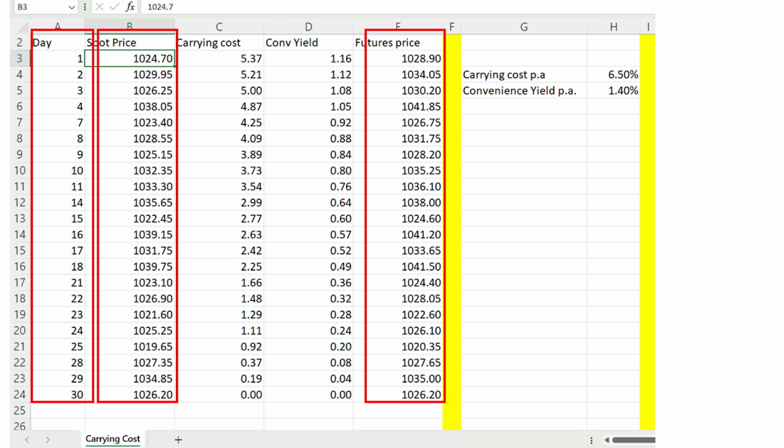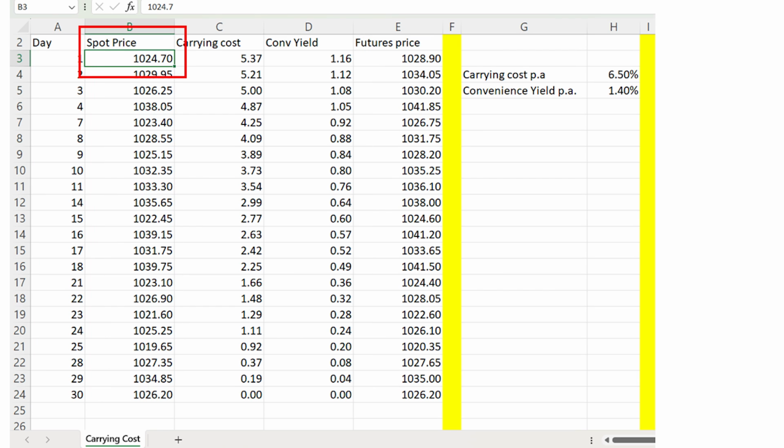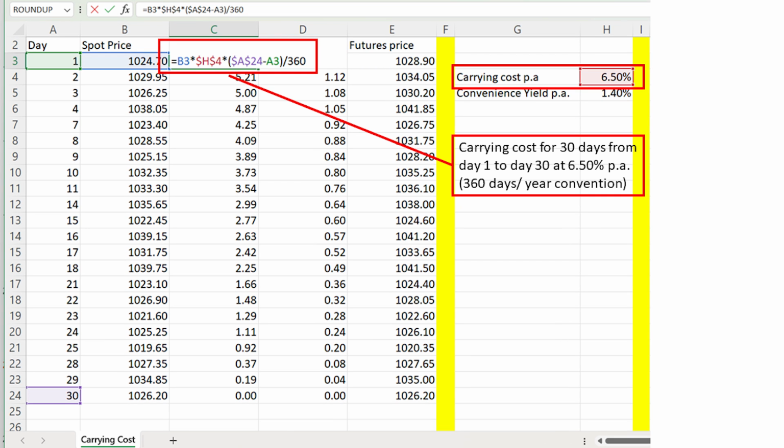Now we will see how the spot prices and futures prices move over the next 30 days, comprising approximately 22 trading sessions. As you can see here, the spot price on day 1 is 1024.70. The prices are increasing and decreasing in the tick size, or the step-up price, of 5 paisa. So all the prices you will see are rounded off to the nearest 5 paisa. Carrying cost I have calculated for each of the days on which the contract is being entered into. For example, the spot price on day 1 is 1024.70, and if you want to buy and hold this asset, you will incur a carrying cost of 5.37 rupees for the next 30 days.